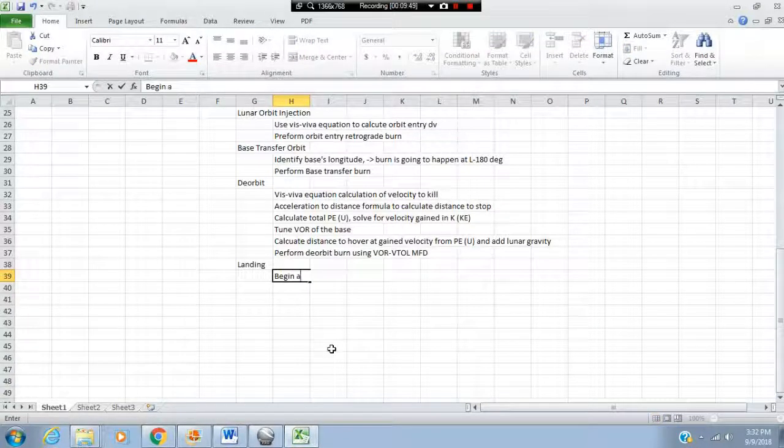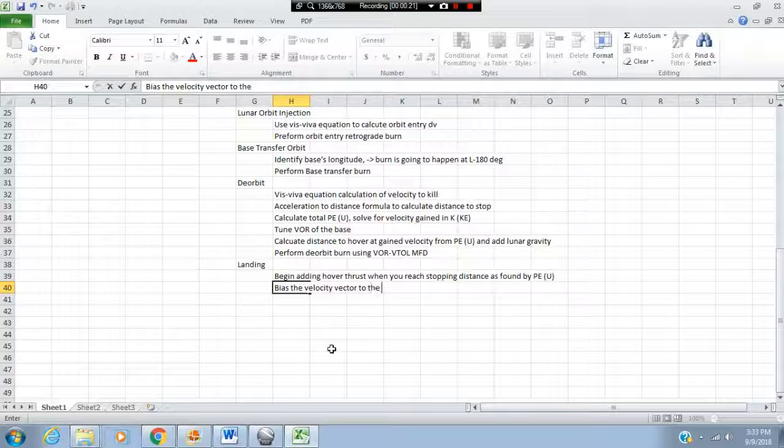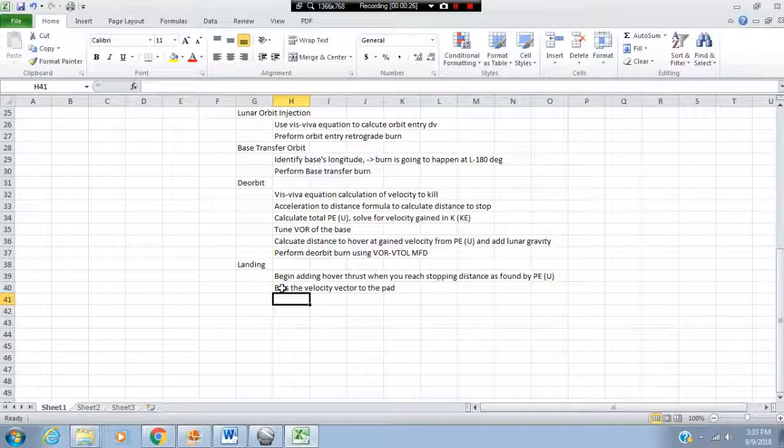So you want to begin adding hover thrust when you reach stopping distance as found by the total potential energy. The next thing you're going to want to do is bias the velocity vector to your pad. This will assure that you actually end up over the pad itself.